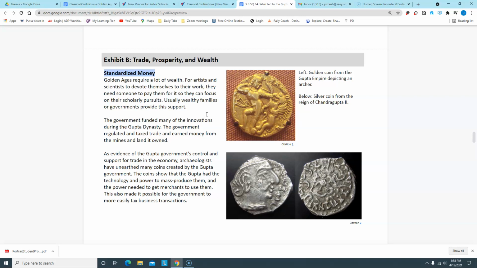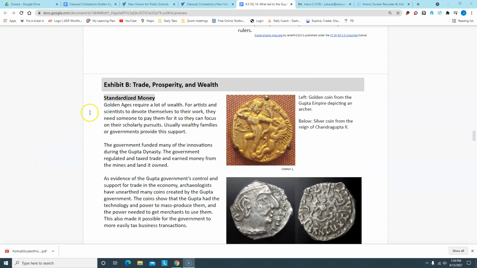The government regulated and taxed trade and earned money from the mines and land it owned. As evidence of the Gupta government's control and support for trade in the economy, archaeologists have unearthed many coins created by the Gupta government. The coins show that the Gupta had the technology and power to mass produce them, and the power needed to get merchants to use them. This also made it possible for the government to more easily tax business transactions.